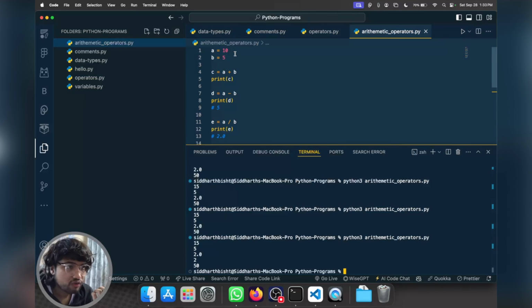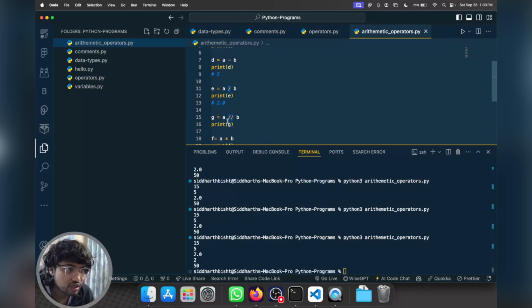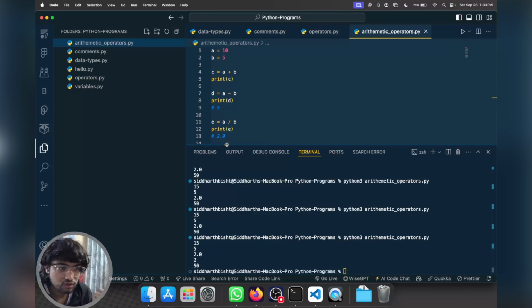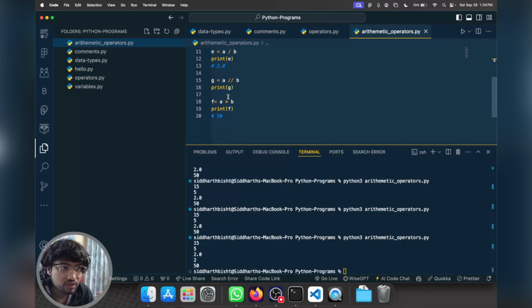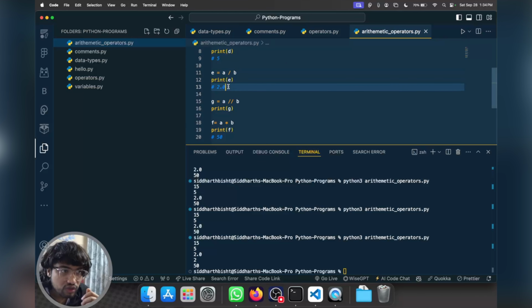Let me explain again what operators are. For example, we have this plus sign, this minus sign, this divide sign, this floor divide sign, as well as this multiplication sign. All these are operators. Which operators are these? Arithmetic operators. They do some operations on the operands. What are operands? These a and b, because we are applying operations on them. I'm simply doing addition, subtraction, the division, the floor division, as well as the multiplication. What is the difference between floor division and normal division? Normal division prints with the decimal points, floor division prints without the decimal points.